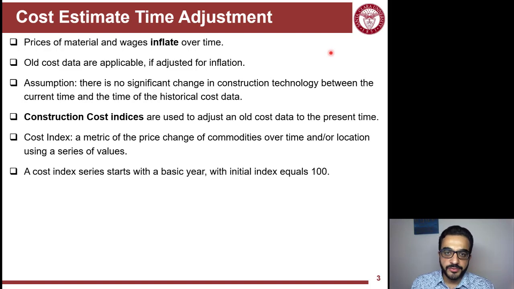And construction cost estimates are adjusted by cost indices. And that's both for time and location. So for a cost index in time, we are reflecting the change of the cost by an index that goes, if the prices inflate, the index grows in value. And this index value starts from a base value at a base year, which usually starts with a value of 100.